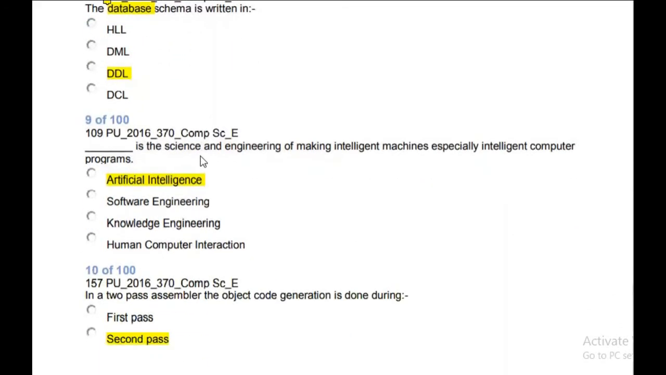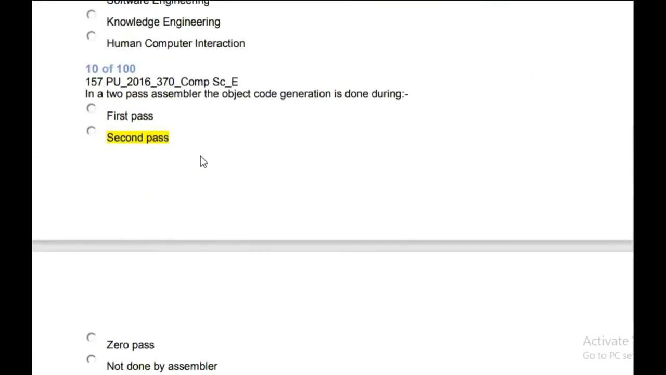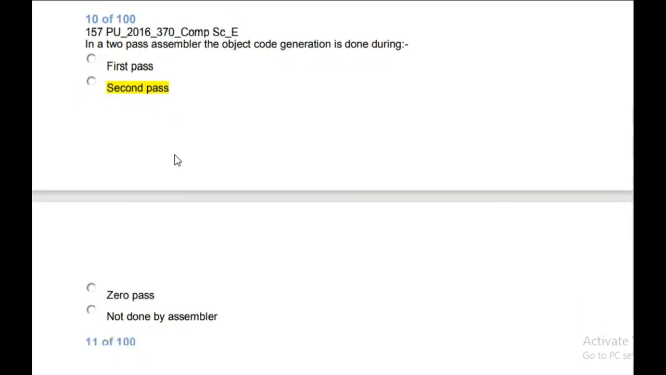Ninth question, dash is the science and engineering of making intelligent machines, especially intelligent computer programs. Artificial intelligence, option A is correct. Question number 10. In a two-pass assembler, the object code generation is done during the second pass.